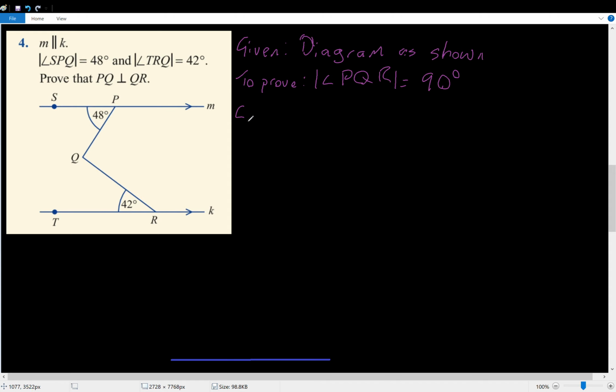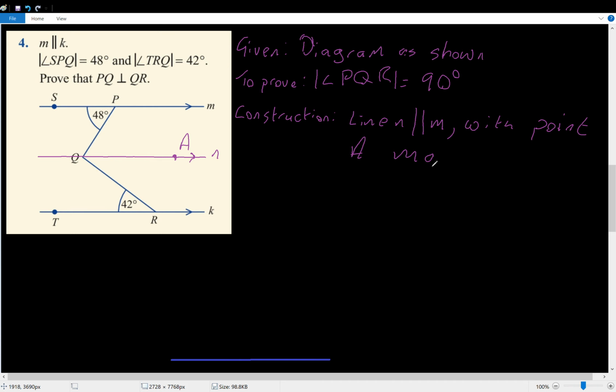And next up we've got our construction. So for this proof we are going to construct a line. And the line we're going to construct is going to go through Q, like so. We're going to call this the line N, and on N we're going to just put the point A. So our construction is just going to be line N, which is parallel to M. So N is going to be parallel to M and K as part of our proof. And it's going to be with point A marked. Okay, so that's our construction.